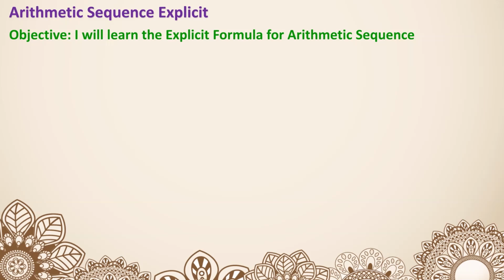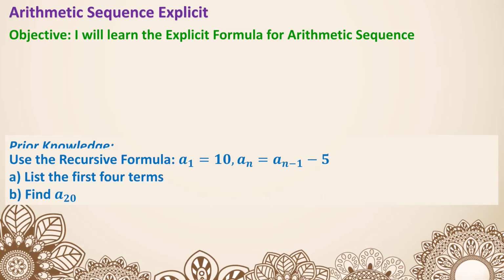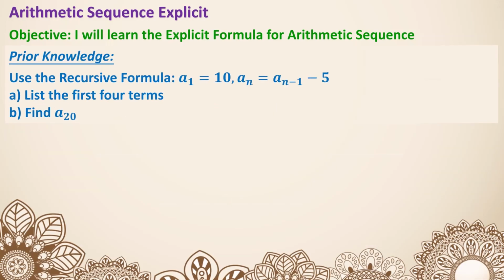In this lesson, we're going to continue to learn more about arithmetic sequence. In the last lesson, we have learned about the recursive formula, so let's quickly go over these again. Prior knowledge. Use the recursive formula which is given there, a sub 1 equals 10, a sub n equals a sub n minus 1 minus 5. First is asking you to list the first four terms.